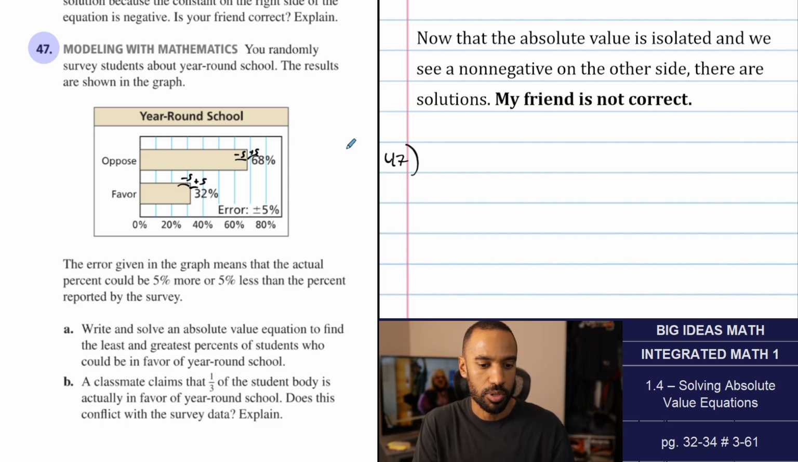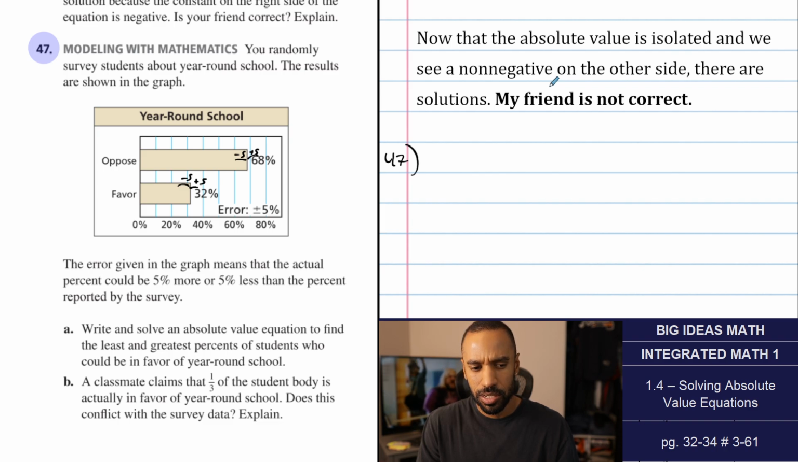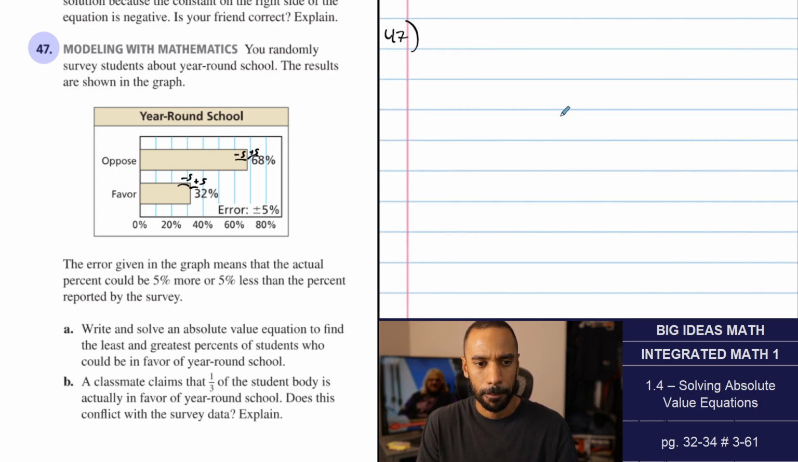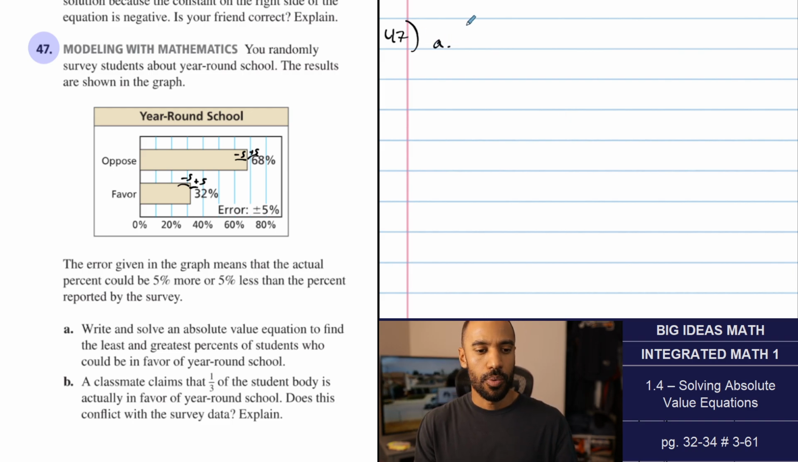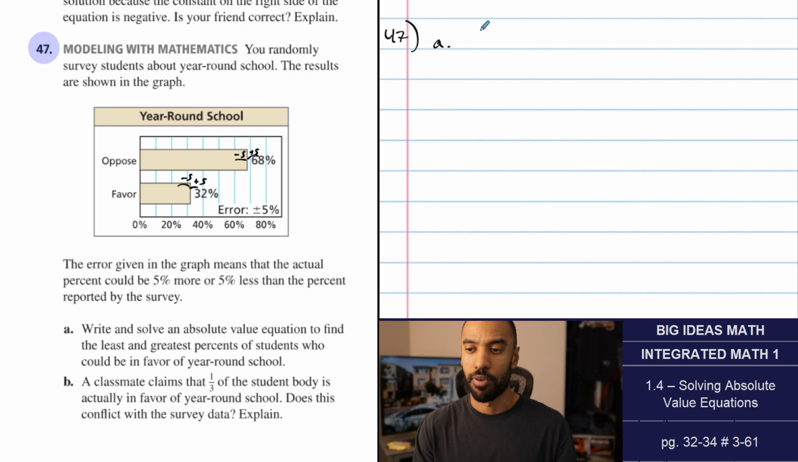They say write and solve an absolute value equation to find the least and greatest percents of students who could be in favor. I don't know if I say least or greatest case. Let's see how I want to say this. Oh, it says in favor. Okay, I thought they meant of the whole thing. Okay, in favor, you have a sway of plus or minus 5% from 32.